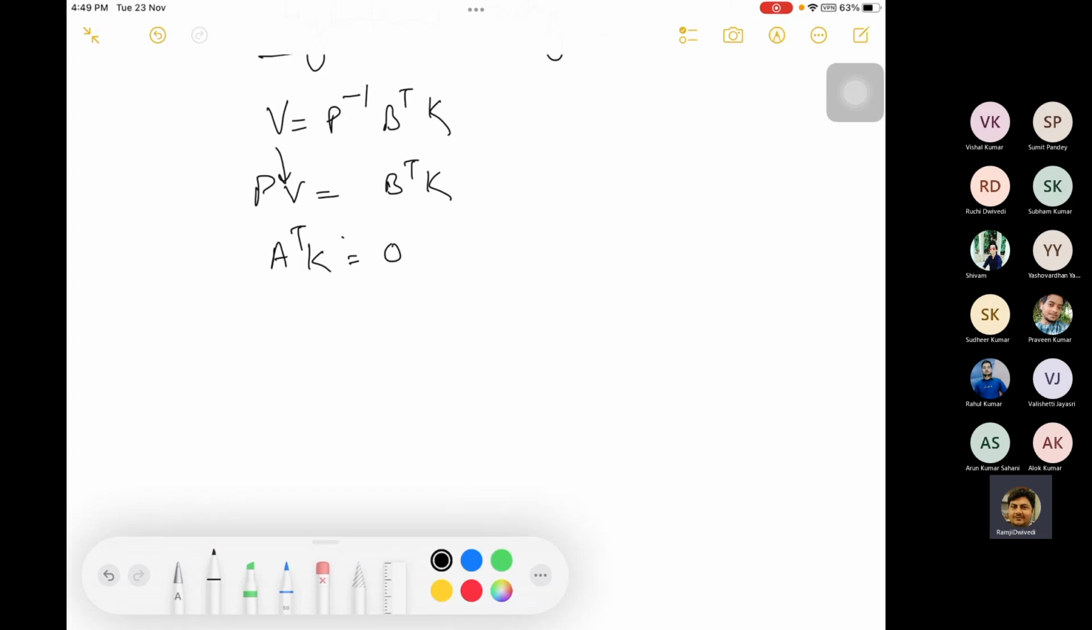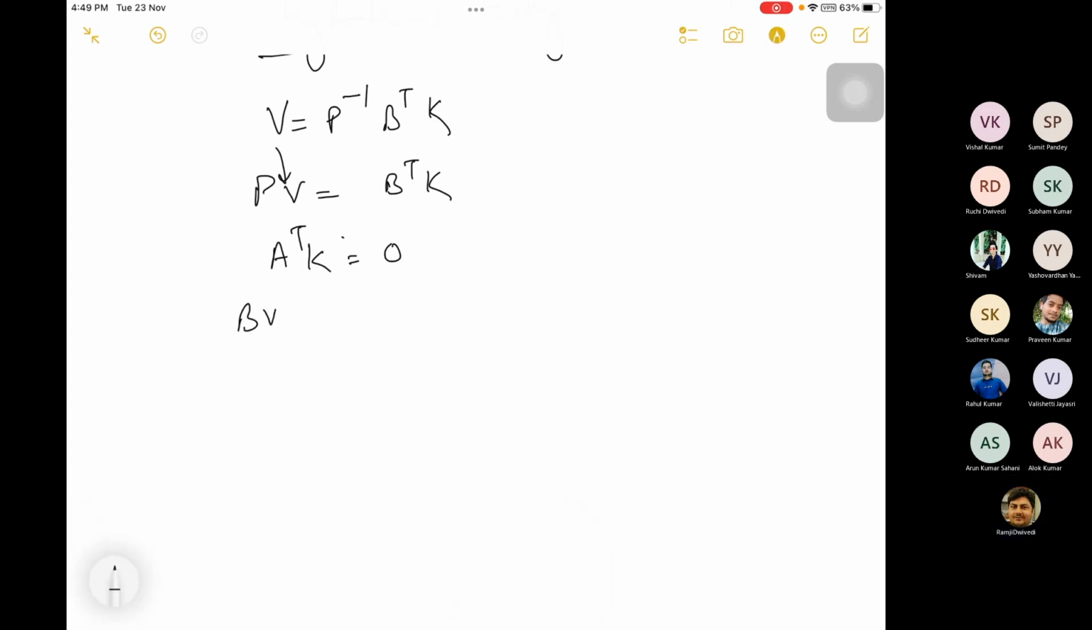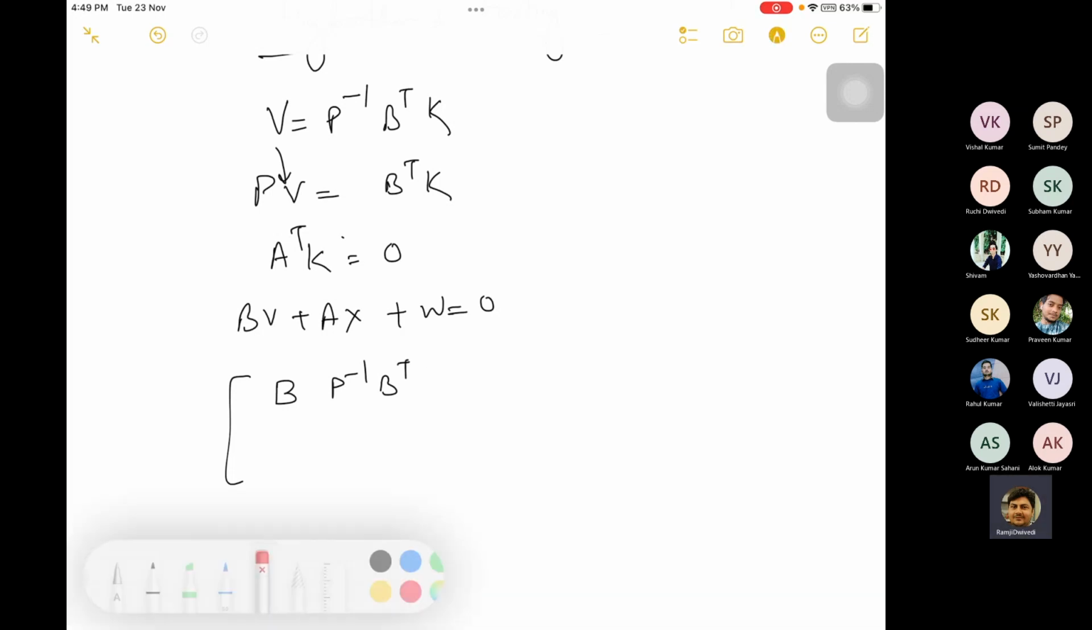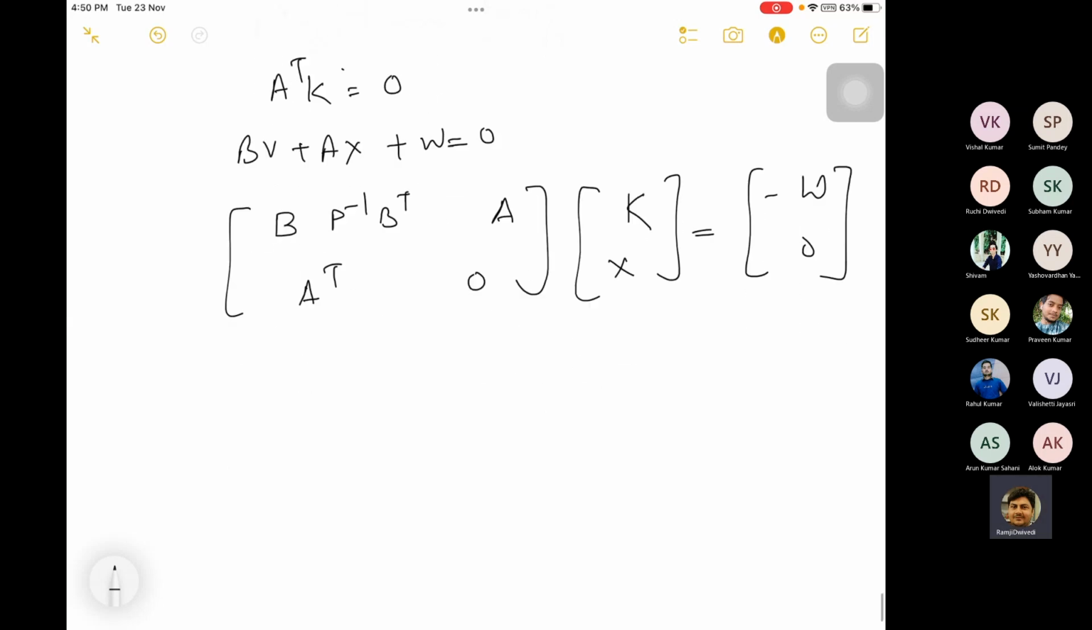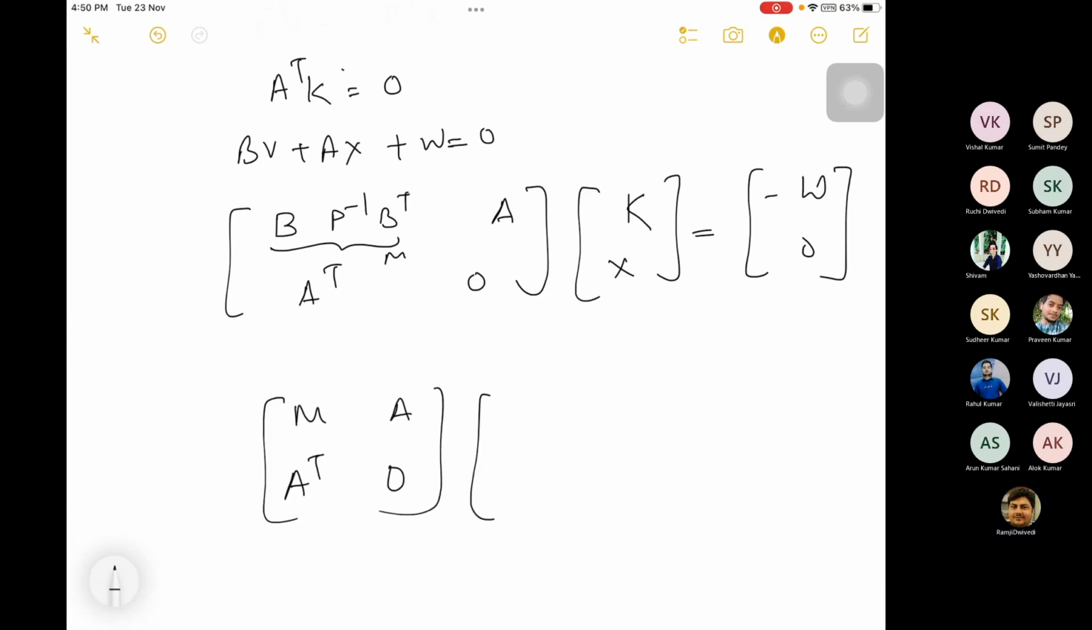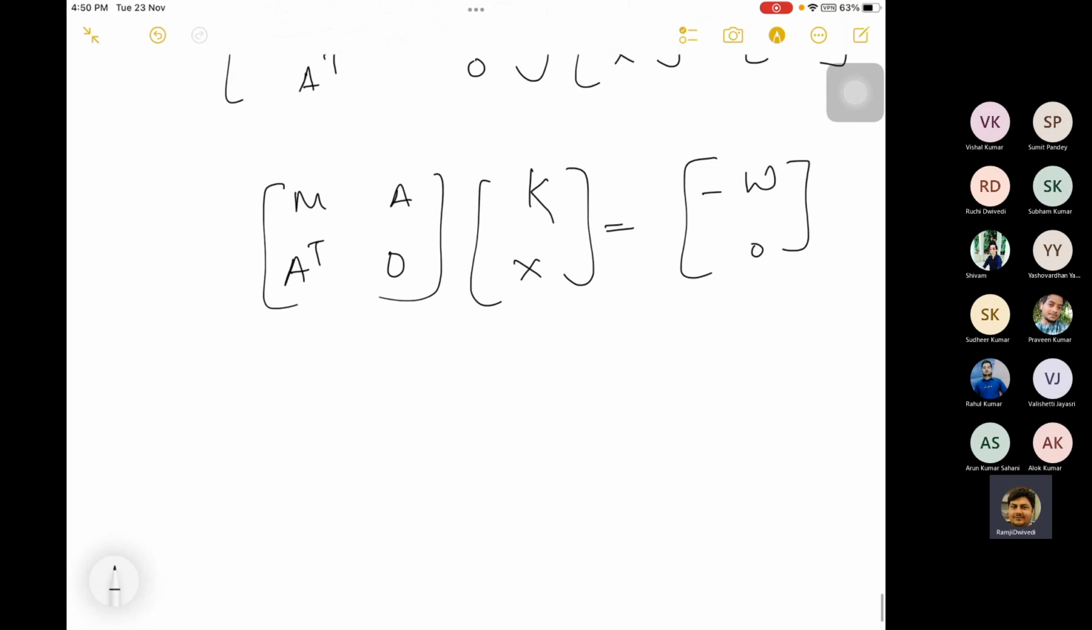So we can write this V in BV plus AX plus W is equal to zero. So in this equation, B P inverse B transpose K, plus A X plus W is equal to zero. Then this whole will become A transpose, A X is equal to minus W.